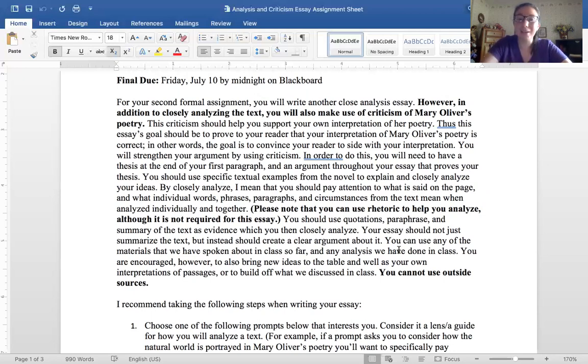But you should instead create a clear argument about the poetry you're writing about. You can use any of the materials that we're going to talk about in class and any analysis we have done. You are encouraged, however, to bring new ideas to the table as well as your own interpretations of passages, or to build off what we discussed in class.